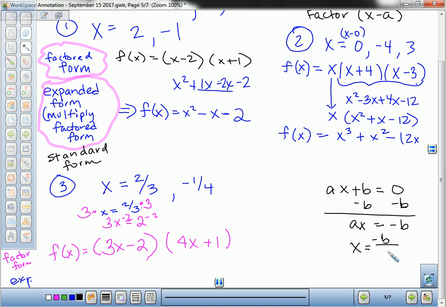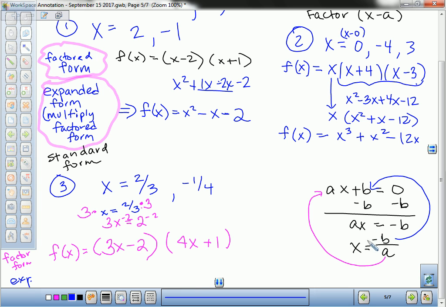So every time we take a linear factor like this and we solve it to get a root, I need you to see that the denominator came from the coefficient. And the numerator came from doing the opposite of the constant. So if you can go backwards, you know that the numerator becomes the opposite of the constant, and the denominator becomes the coefficient. Do you see that? Do you see why?